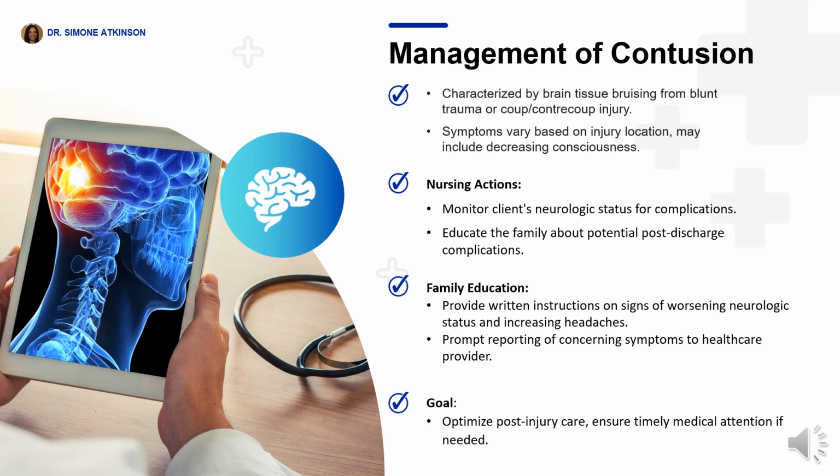It's important that written instructions are clear, and information about signs of worsening neurologic status and increasing headaches should be provided to the family. We want to ensure prompt reporting to the healthcare provider if any concerning symptoms arise. So this proactive approach aims to optimize post-injury care and to facilitate timely medical attention if it's needed.